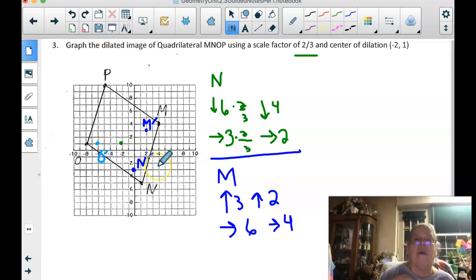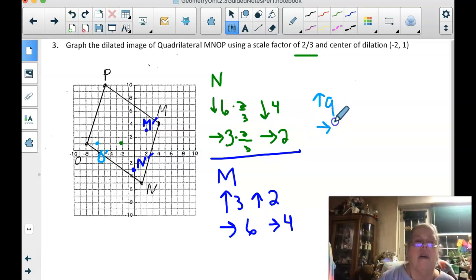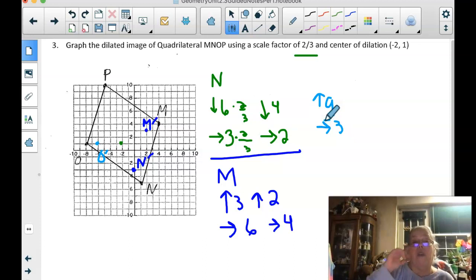And now for P prime, how do we go? We're going to go up, basically up 9 over 3. So we went up 9 over 3. Oh, in the negative direction, right? Yeah. Okay. So now we know the 3 leads us to 2. We're going to go 2 in the negative direction.